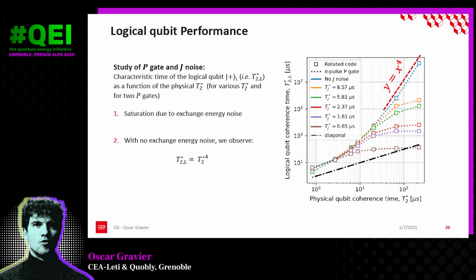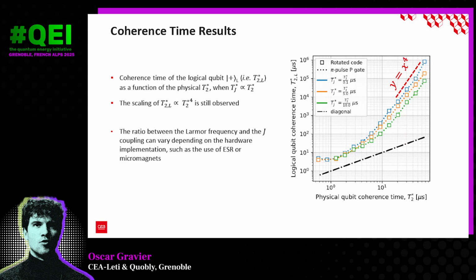and so it's becoming the biggest source of error in our system, and so it's limiting the performances of our logical qubit. But the biggest information that we have here is that, with no exchange energy noise, we have a quartic dependency, which is very good because that was not what we were expecting at first, as Fowler says that we should see quadratic performances for error rates.